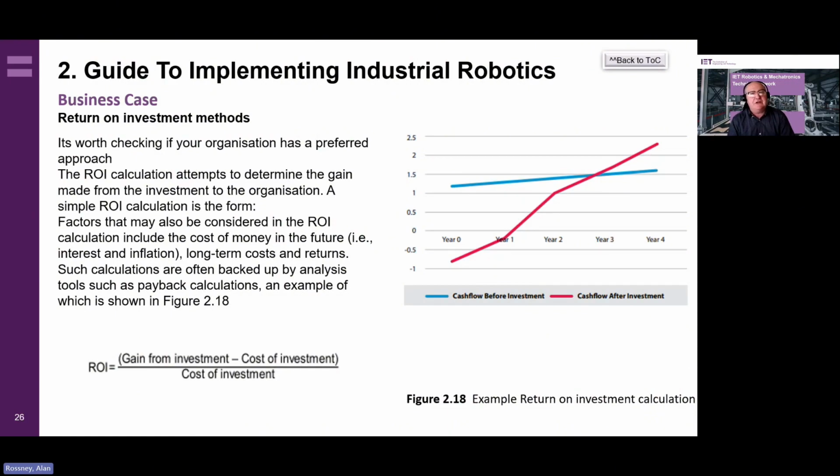So such calculations are often backed up by analysis tools, such as payback calculations, and a graph of one of them is shown in this figure here, showing the cash flow before investment and then the cash flow after investment. And you can see that one overtakes the other about year 3, and that ties in with your payback period then.